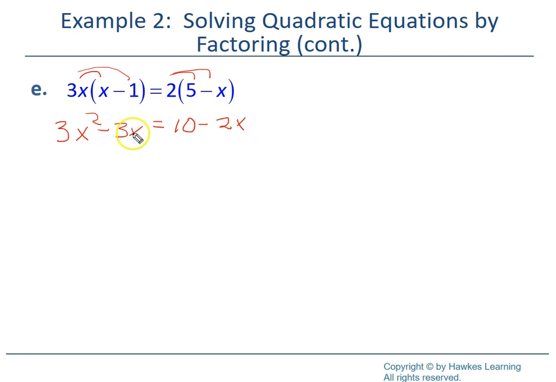The rule is put it in standard form. We have to bring everything over to this side. So 3x squared. Now when we bring this term over to this side, this negative 2x becomes a positive 2x. So this is just going to be a negative x. And our 10 comes over as a negative 10. And this equals 0. Now we have it in standard form. So we need to factor that.